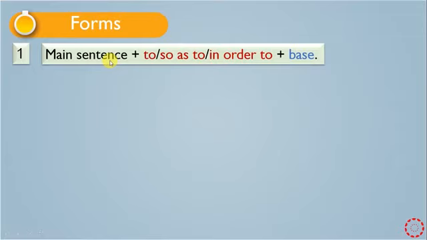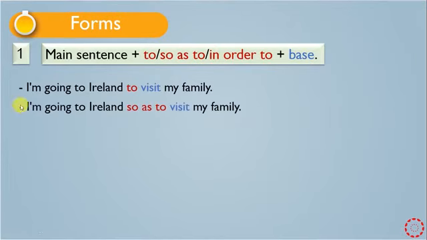With this expression, we have the main sentence at the beginning, and then we have to, so as to, or in order to. They are followed by a verb base. Look at this example. I am going to Ireland to visit my family. Visit is the base form of the verb. Why am I going to Ireland? To visit my family.